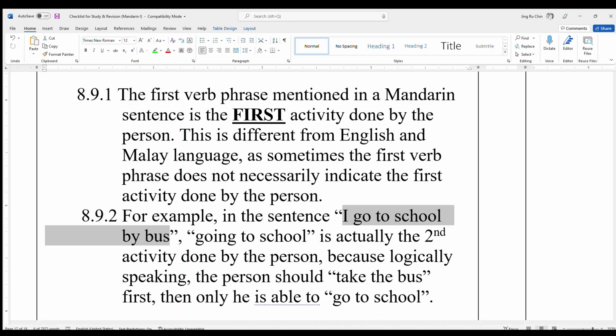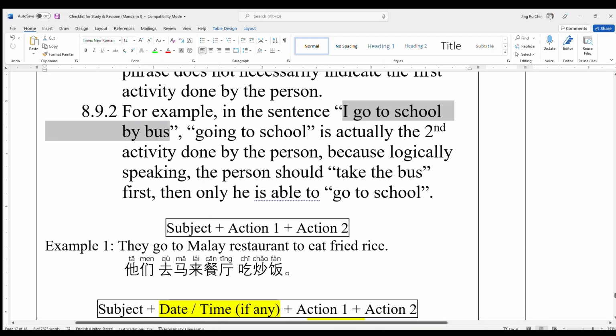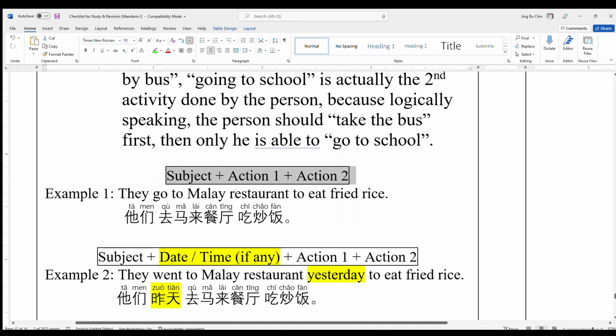That is how you should say it in Mandarin. First action is the first verb. Second action is the second verb. That's what I'm trying to tell you here. Okay, now let us try another example. You see, subject, the first action and the second action.